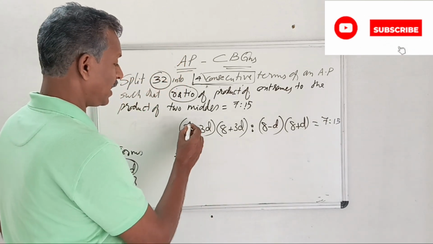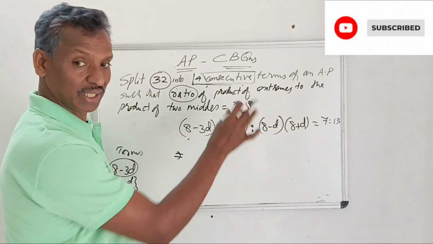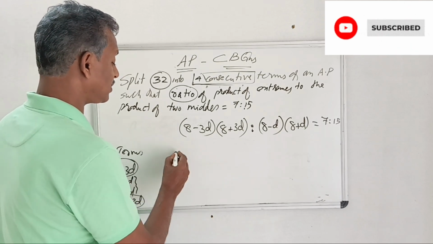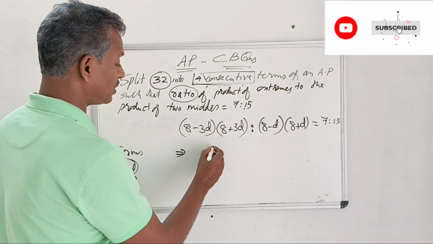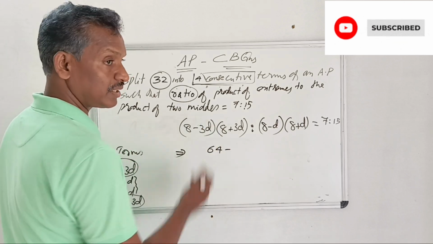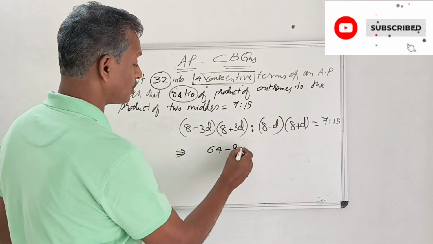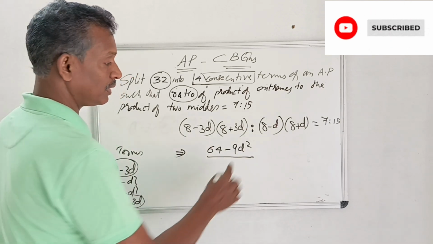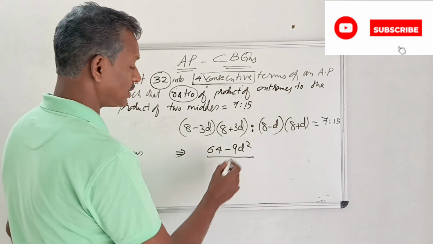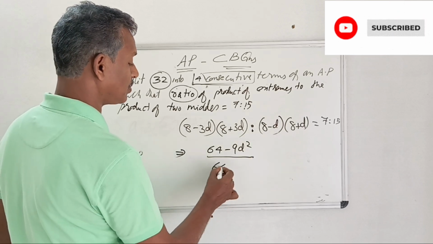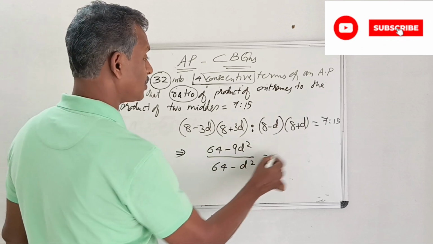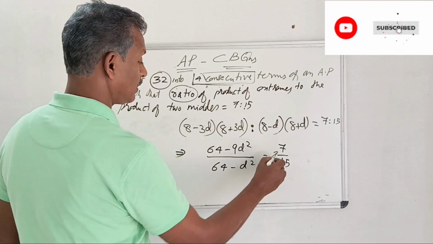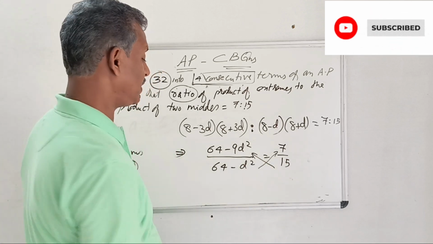Okay, you can apply A minus B into A plus B because both brackets are the same. You will get A square minus B square. 8 square is 64 minus 3D the whole square, 3 square is 9 and D square. And instead of ratio you can write fraction form. Here also A minus B into A plus B is A square minus B square. 8 square is 64 minus D square is equal to, here the ratio we can write 7/15. Cross multiply and simplify to get the value of D.